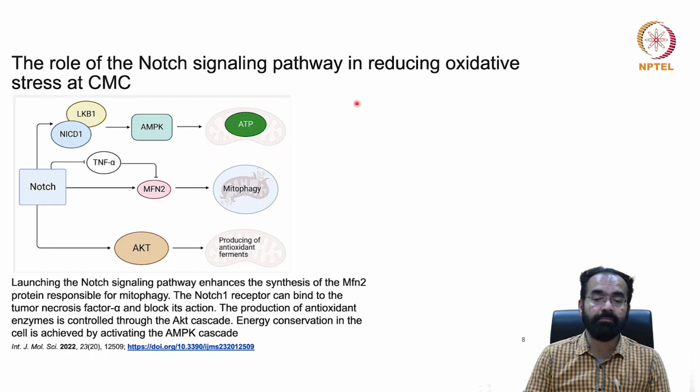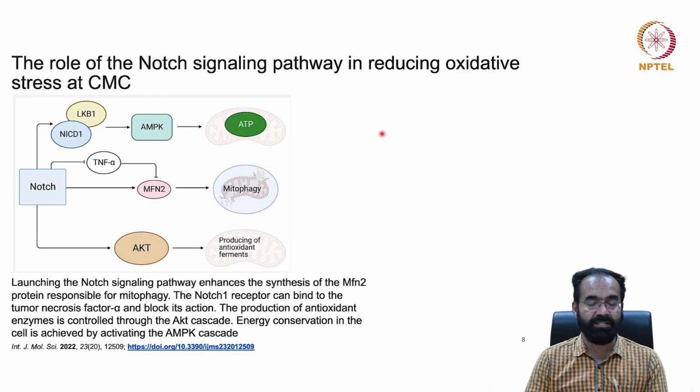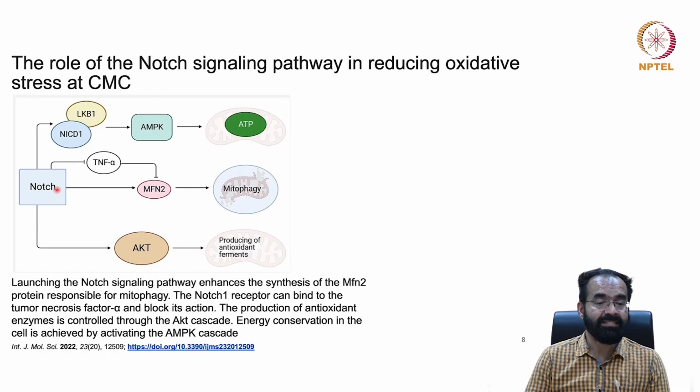See the role of the Notch signaling pathway in reducing oxidative stress in the cardiomyocyte cells. We can see when Notch is turned on, it can favor NICD and LKB1, and it can trigger AMP kinase and also ATP production. It can also negatively affect TNF alpha, which is a pro-inflammatory cytokine, and which in turn inhibits MFN2. So technically Notch is activating MFN2, which helps in mitophagy. And Notch can also activate AKT, which produces several antioxidant enzymes.